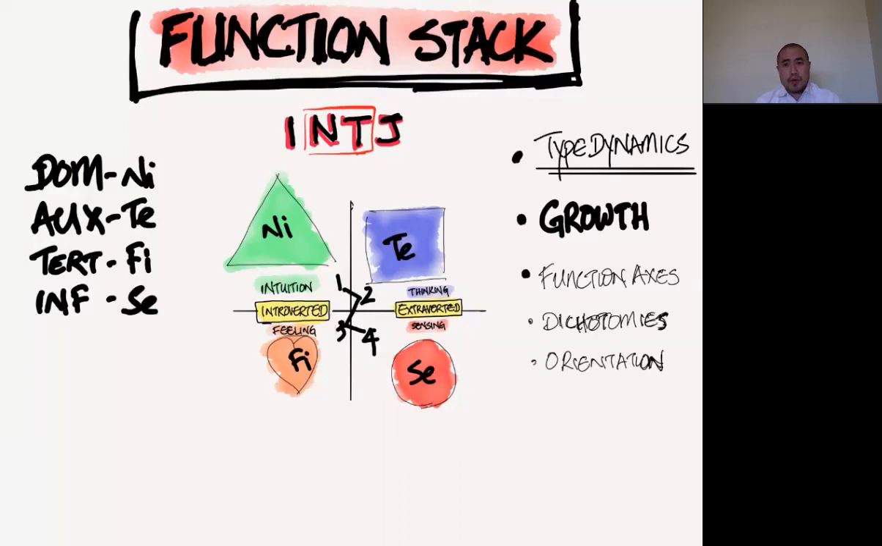So in this video, I'm going to go through type dynamics, meaning how the different functions in the cognitive function stack of the first four functions interact. And the growth process for INTJs, the function axis, meaning how the conscious and unconscious axis for different functions, the dichotomies and orientations. This is the basic breakdown on how the different functions show up for an INTJ and how the INTJ uses different functions.